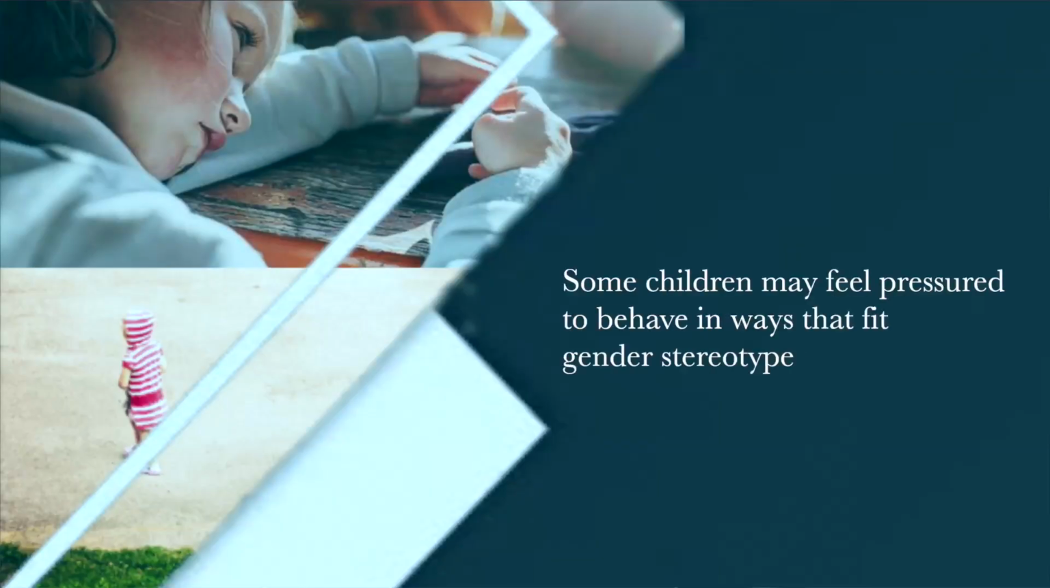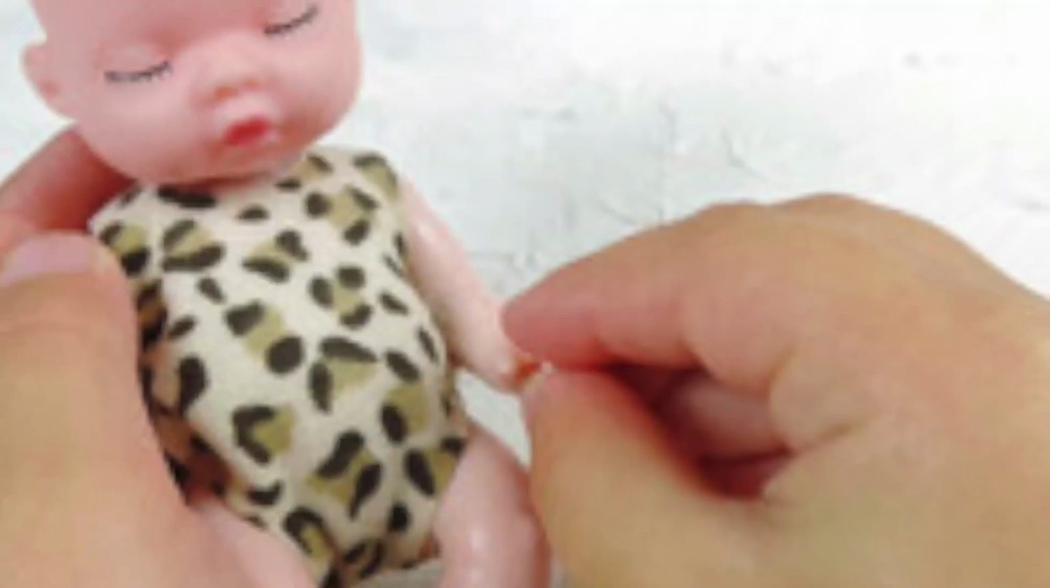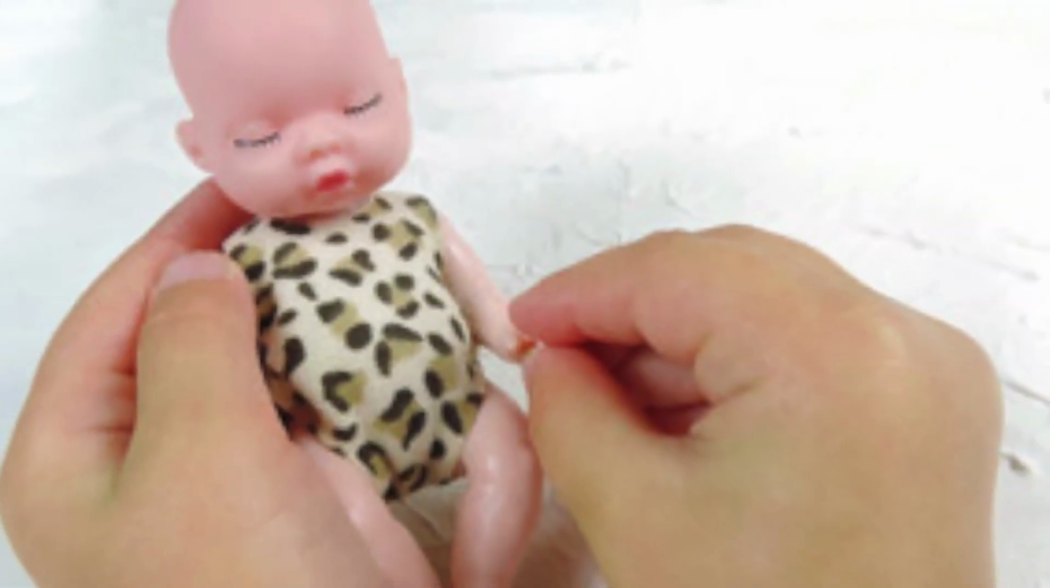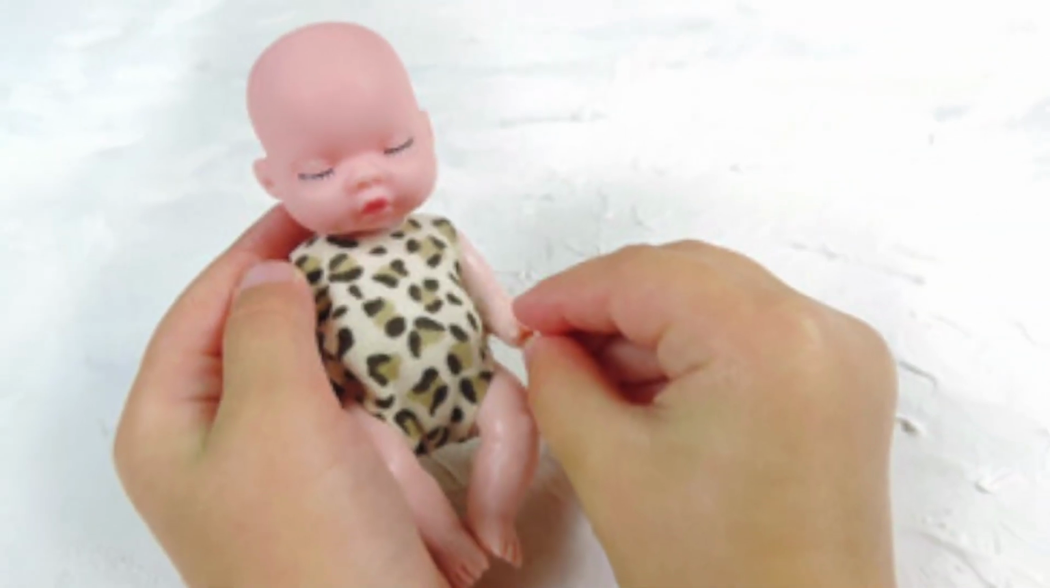Secondly, some children may feel pressured to behave a way that fits gender stereotypes. For example, a boy who enjoys playing with dolls or a girl who likes sports may face criticism or rejection from peers. Such experiences can lead to self-doubt and social discomfort.